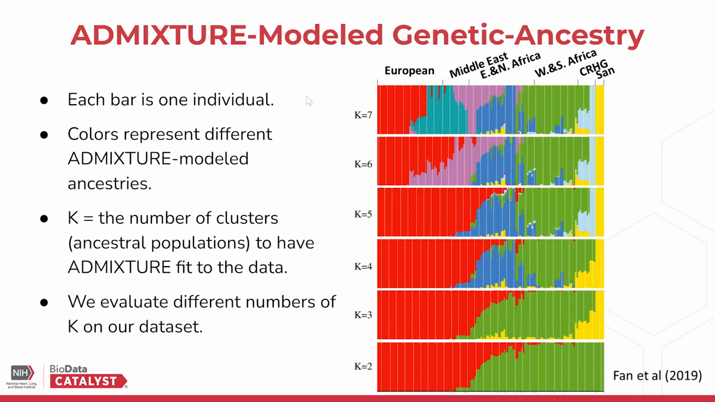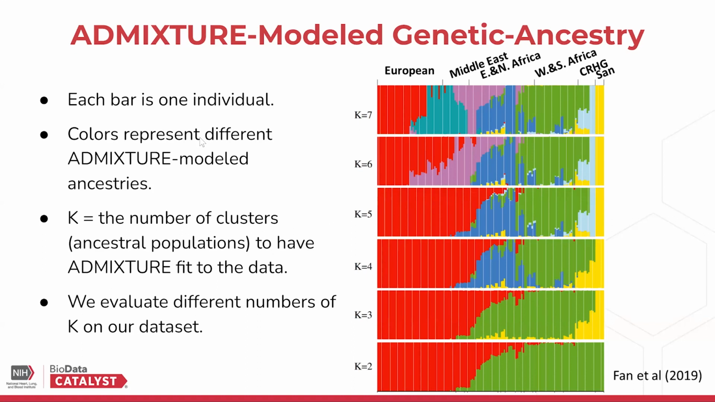If we were to read an ADMIXTURE plot from this paper from Fan et al. in 2019, each bar is representing one individual, and the colors are representing different ADMIXTURE modeled ancestries. The quantity of that color for one single bar would represent the proportion of that individual's ADMIXTURE modeled ancestry that can be assigned to different ADMIXTURE modeled ancestral populations.